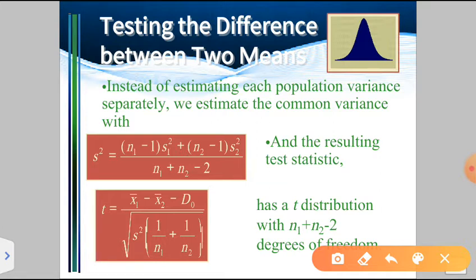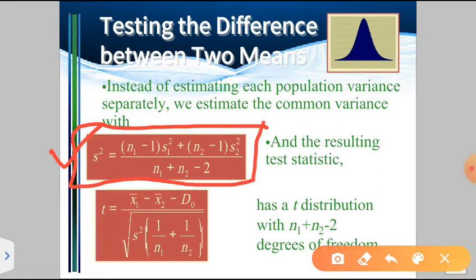Another very important thing here is that we cannot directly use the values of s1 square and s2 square which are already given to us, as we did in the z test. Here we have to calculate the value of s square. This is a formula which we have not used till now, but in the t-test, to find the difference of the two means, we have to calculate s square, which is to be used in the denominator.